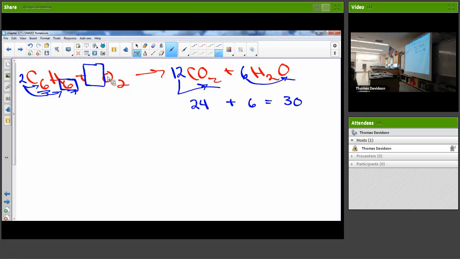But I can't put a 30 right here because whatever goes here gets doubled, right? So I have to divide it in half, and I get a 15. So to balance this combustion reaction, it is 2, 15, 12, 6. And those numbers are way bigger than the numbers were on the other ones, right? They're pretty hard to figure out unless you just do those first 3 steps and then think through the last one.